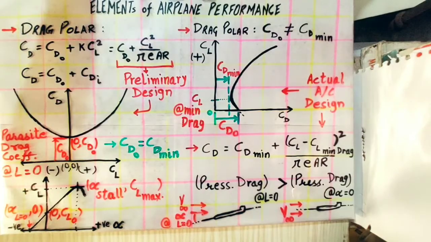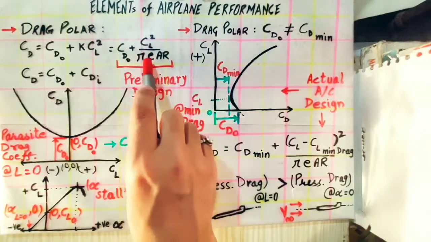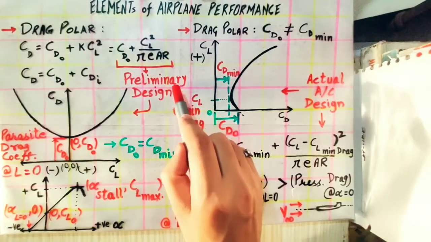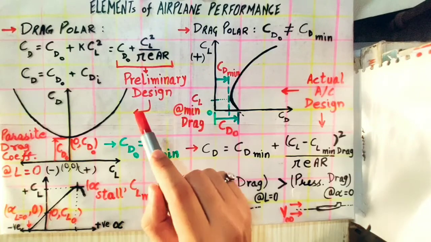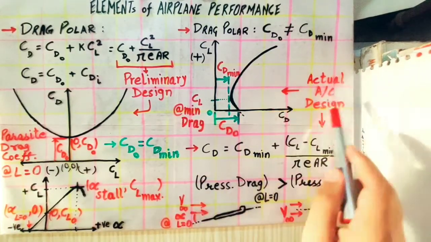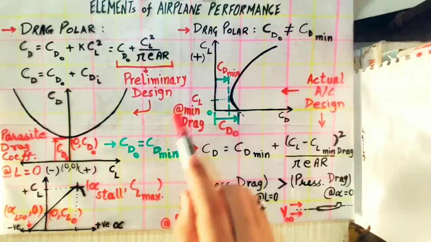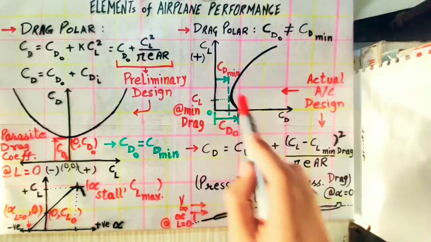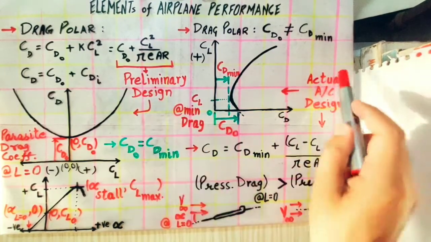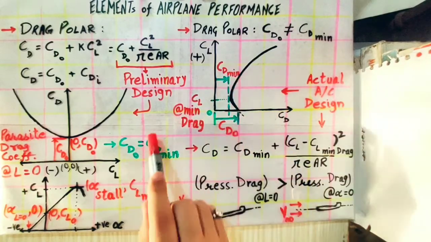So with this we have drag polar CD equals CD naught plus K CL square, where K is given by 1 by pi E aspect ratio. And this we have as a preliminary design consideration. If we start to design an airplane, we basically use this as a standard graph. And if we talk about actual aircraft design, when we analyze the CD-CL curve, and if we mirror this, then we will see the CL-CD curve. In actual aircraft design, we will see that CD minimum is not equal to CD naught.